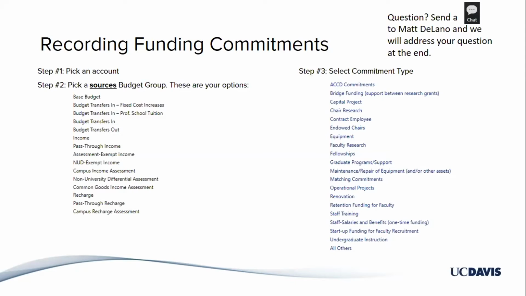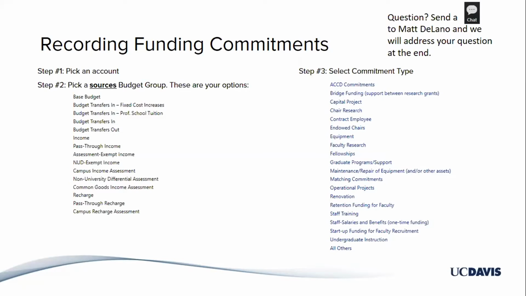And then the next step is you pick a budget group, which, if you're familiar with the sources and uses layout, the account block layout in AggieBudget, you have different budget groups where your different sources and expenses are recorded. So in this commitment section, there are budget groups listed both for sources and for uses. And they're all in one drop-down box.